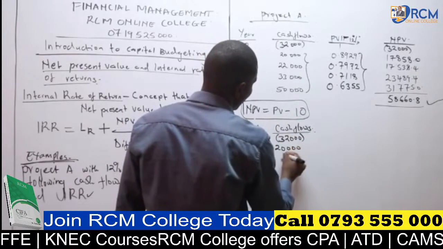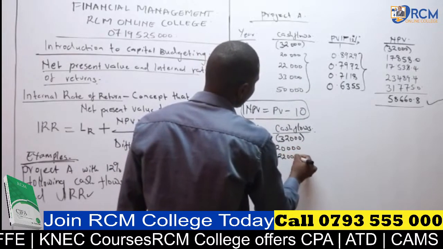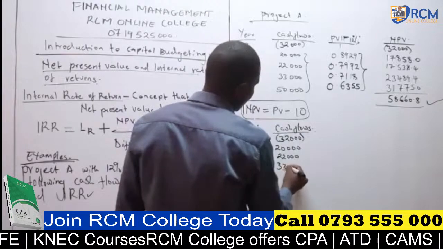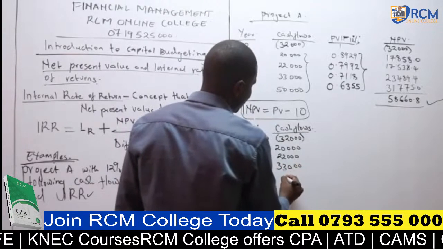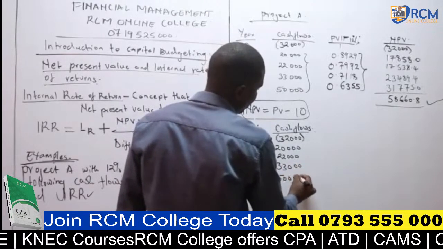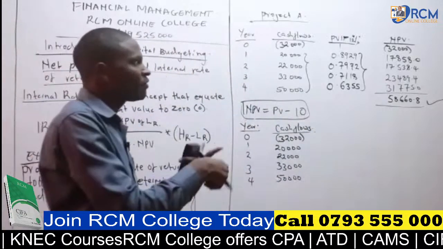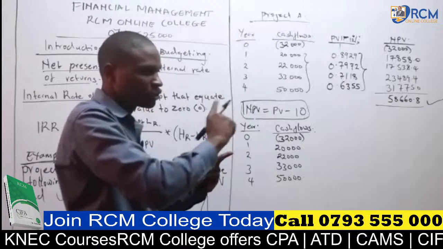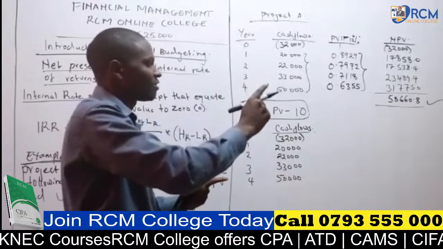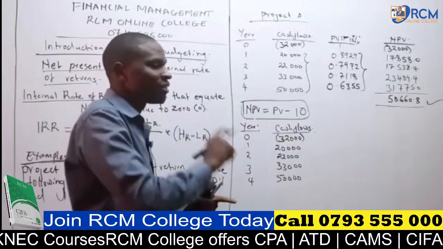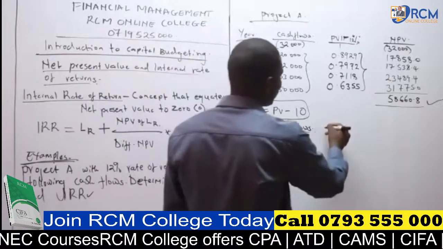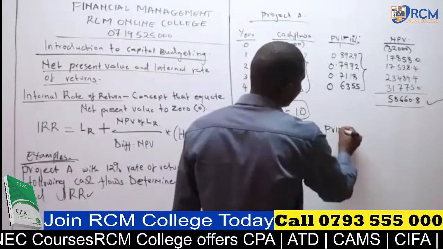20,000, 22,000, 33,000. And this is at least helping you to understand that if you want to reduce the NPV, the cost of capital should be high. If you want to reduce the NPV, the cost of capital should be high. So let's use the cost of capital as 24%.